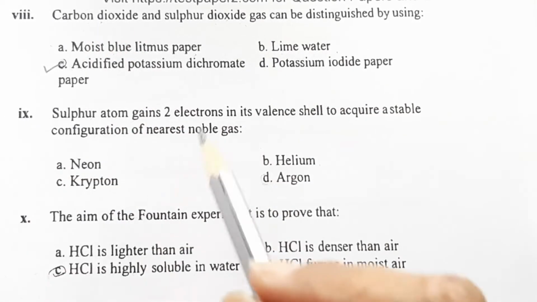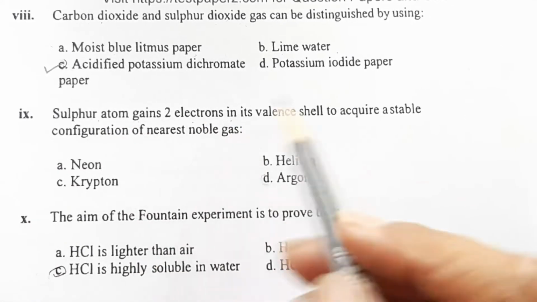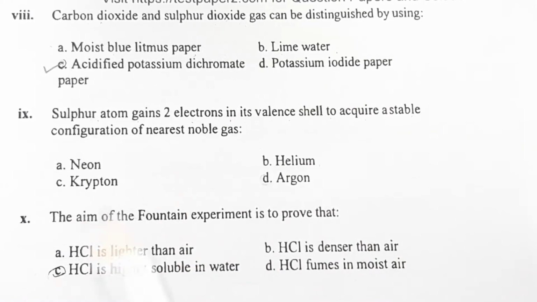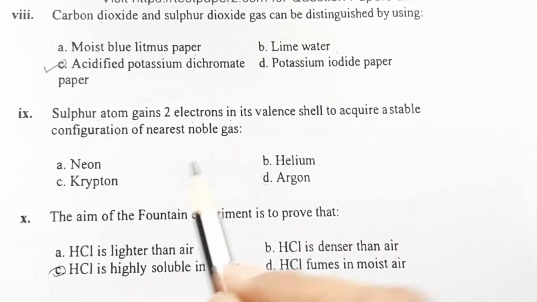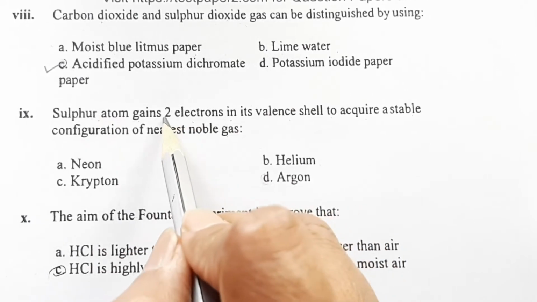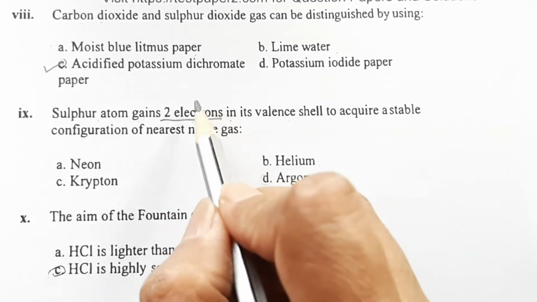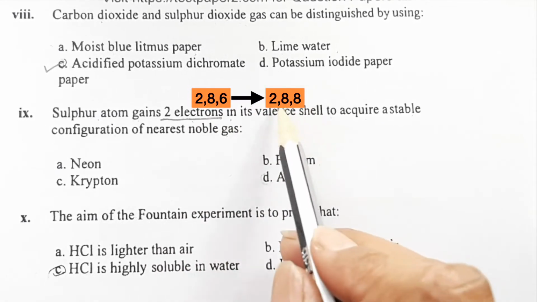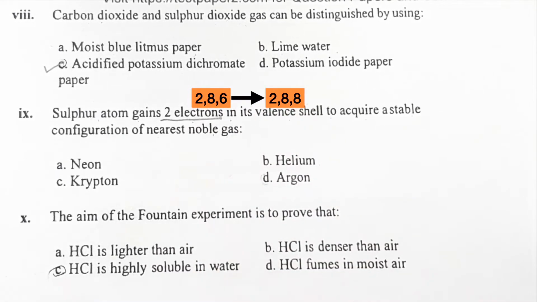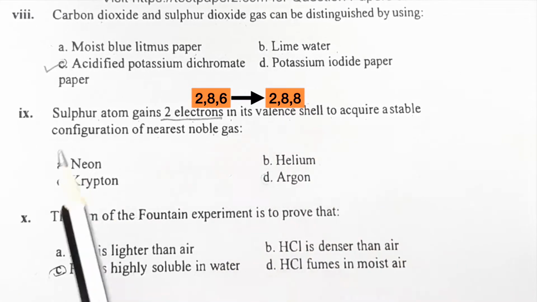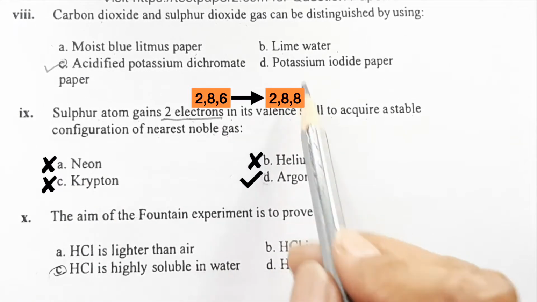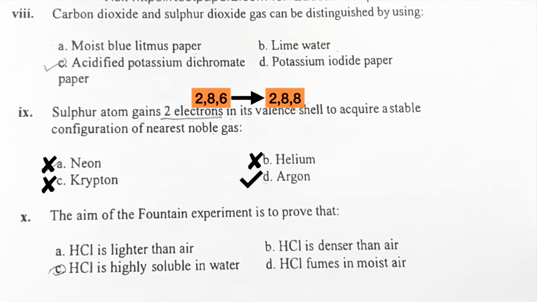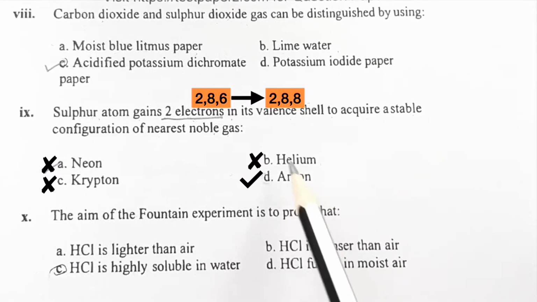Now we come to the ninth one. Sulfur atom gains 2 electrons in its valence shell to acquire a stable electronic configuration of the nearest noble gas. Now sulfur is going to gain 2 electrons. Now which one is this noble gas? It is 3 shell, so it is period 3. So period 3 group 18 is going to be 2,8,8 argon. Neon is 2,8. Helium is 2, argon is 2,8,8.